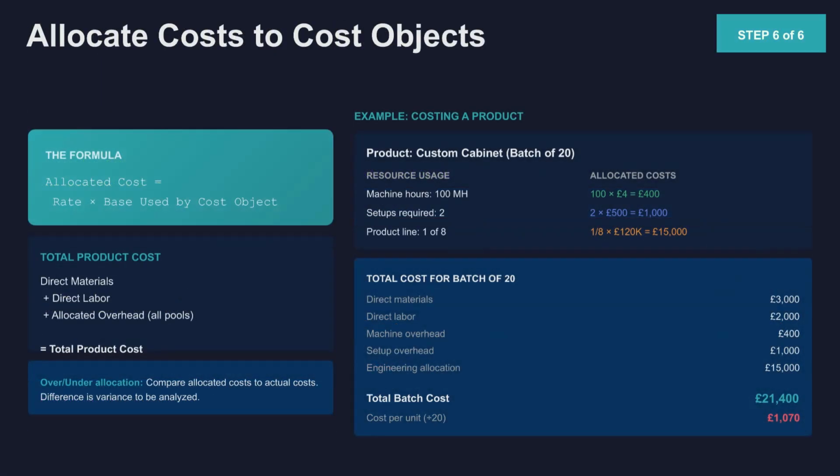Finally, allocate costs to cost objects using the formula. Allocated cost equals rate multiplied by base used. Follow through with a real example, such as a custom cabinet batch, balancing direct materials, labor, overheads, and engineering allocation to determine the final product cost accurately.